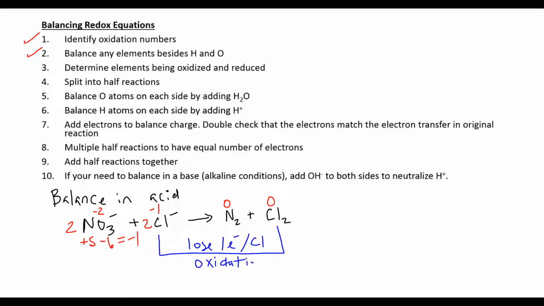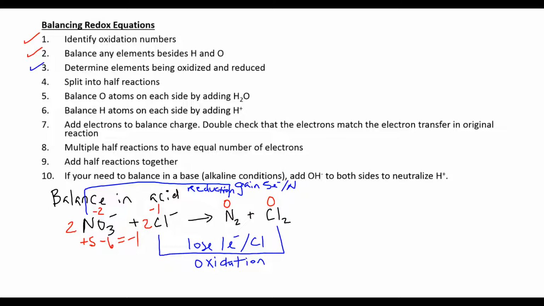On the other hand, we can see that each of our nitrogens is going from a +5 to a 0, so that's a gain of 5 electrons per nitrogen. So we're going to refer to this as reduction. Forgive me as I'm running out of space here. So that accomplishes step 3.